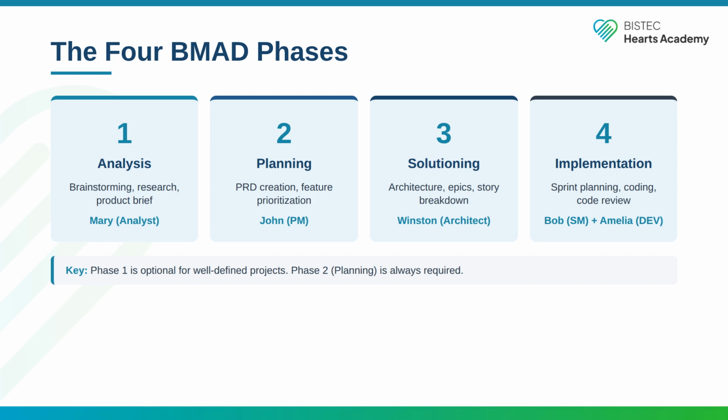Phase 4, implementation, is where Bob the Scrum Master plans sprints and Amelia the developer writes code. Each story goes through implementation, testing, and code review. The key insight is that these phases are sequential and the artifacts chain together. Your product brief feeds your PRD. Your PRD feeds your architecture. Your architecture feeds your stories. Break the chain, and you get inconsistent outputs.